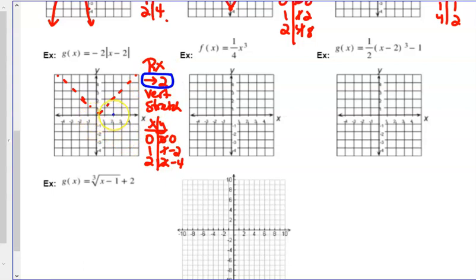So if I go to the right by 2, there's my new turnaround. This little turnaround point now goes here. So from there, that's my 0, 0. Then we're going to go over 1 and down 2. Over 1, down 2. Over this way and down 2 gives me the matching point. Now I'm also going to go over 2 and down 4. And over 2 and down 4. That gives me my new transformation with that absolute value.